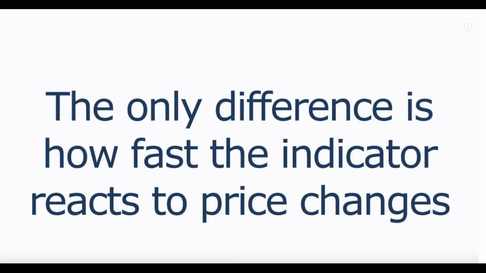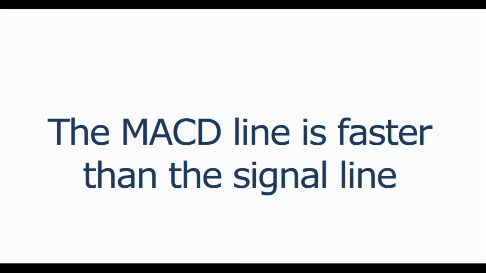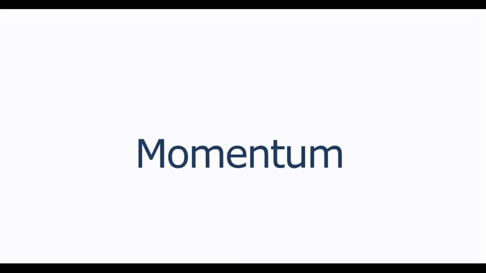how fast the indicator is going to react to price change. Most of us will probably be chopped to pieces if we rely on only a short-term trading indicator as the basis for any trading system. The MACD line is faster than the signal line, and it's the result of the difference between the fast and the slow moving average. Many traders will use the line as a proxy for momentum.